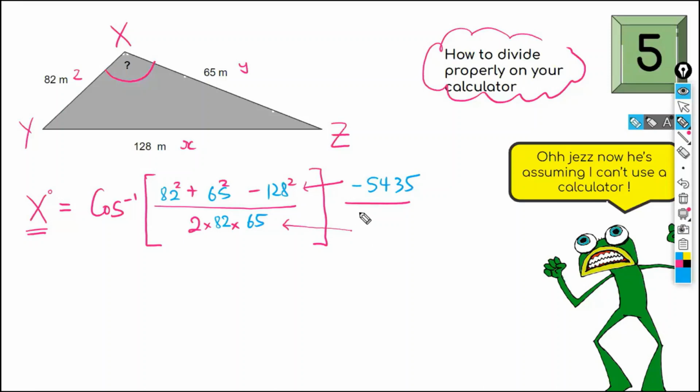Looking correct there? 10660. So what we need to do is divide these two things. Let's divide the top by the underneath, and whatever we get, we could cos inverse it. So let's divide. So 54. Anybody got 0.51? Looking correct?